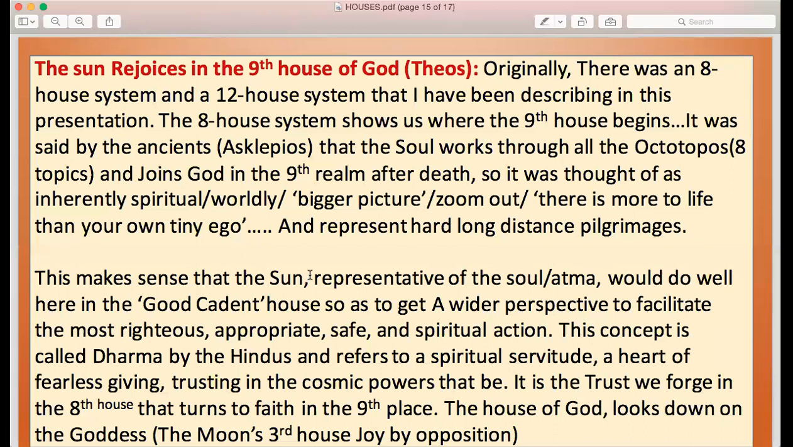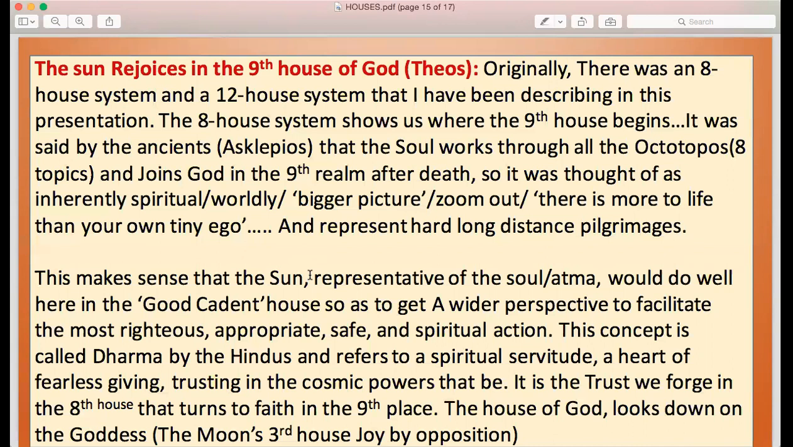The sun rejoices in the ninth house of God, Theos. This is the original Greek name. There was an 8-house system and a 12-house system. That 12-house system is what we use in this modern age, but there was also an 8-house division that kind of shows us where the ninth house began, because the ninth would be the house in this system called the octotopos.